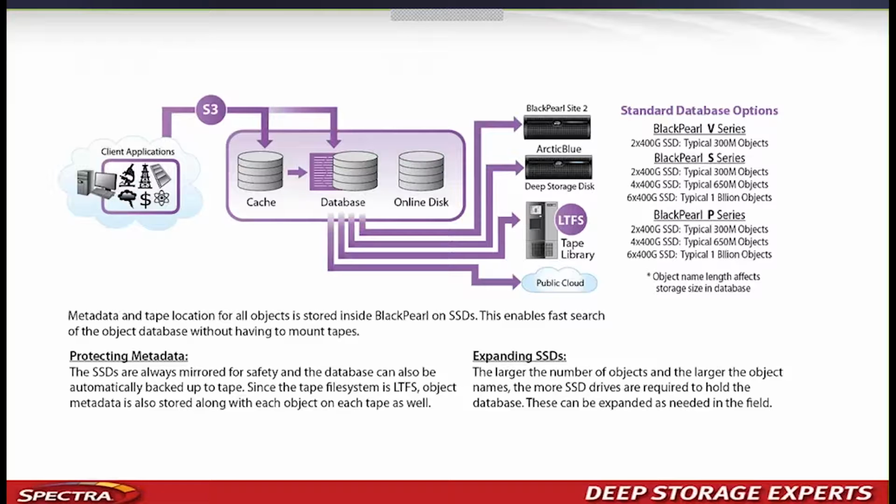Depending on the size of the disks that the database is stored on, we can store more objects. We typically put the database on solid-state drives, and we can start at, for example, our entry-level box, the V series, which can hold about 300 million objects with 2 solid-state drives, going all the way up to our P and S series, which with the maximum of solid-state drives can record about 1 billion objects.